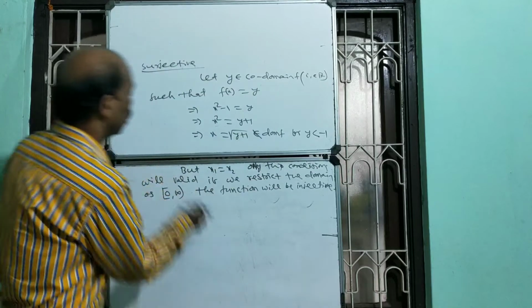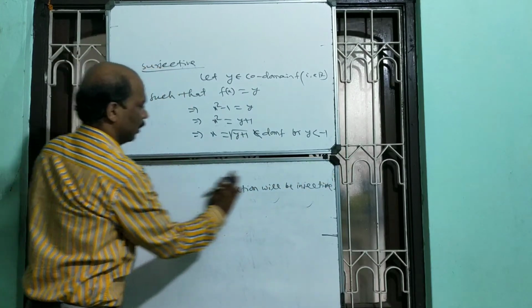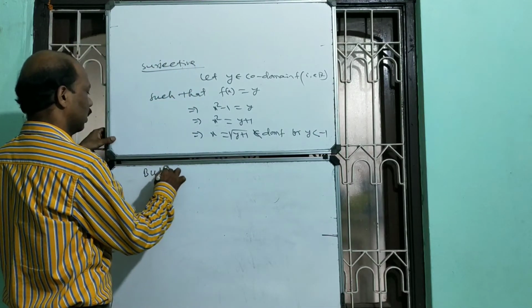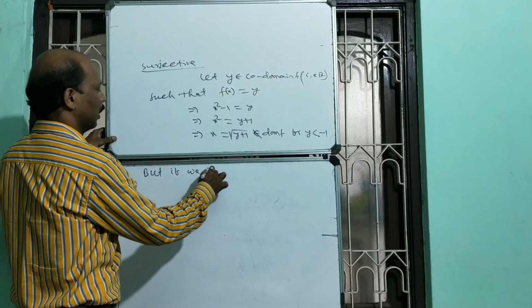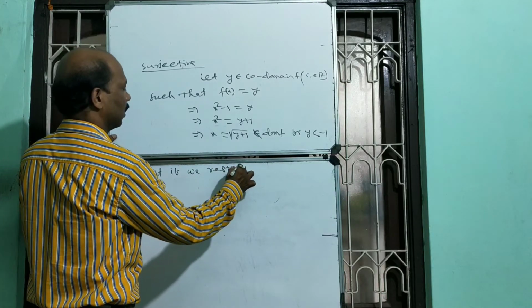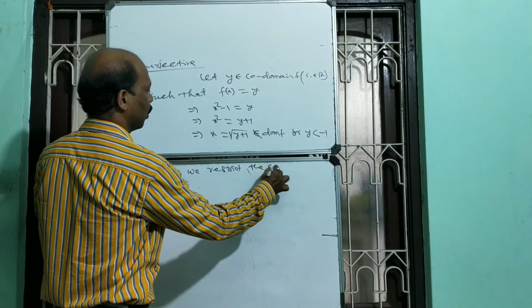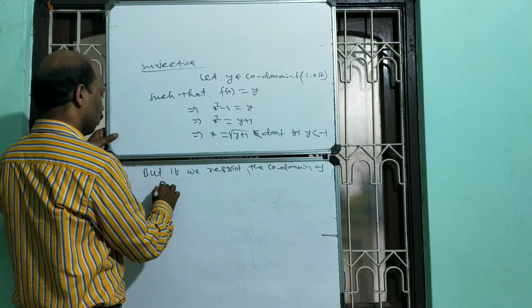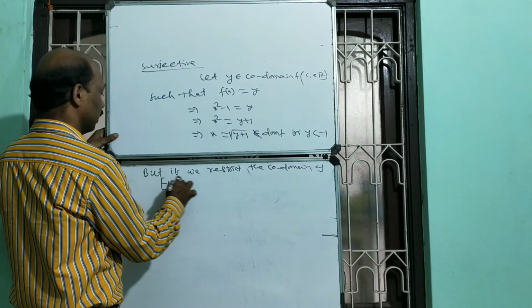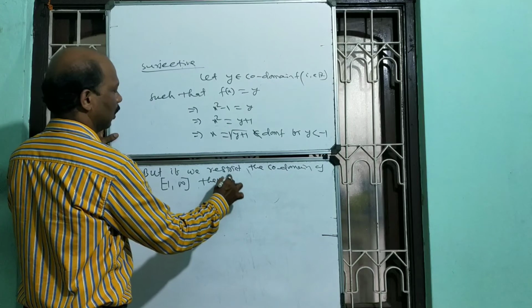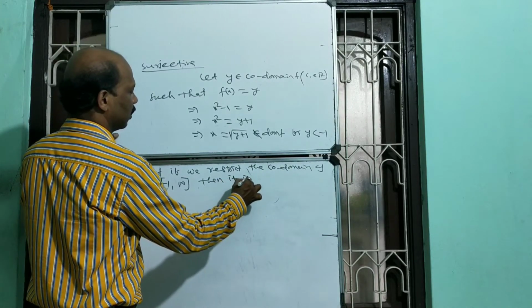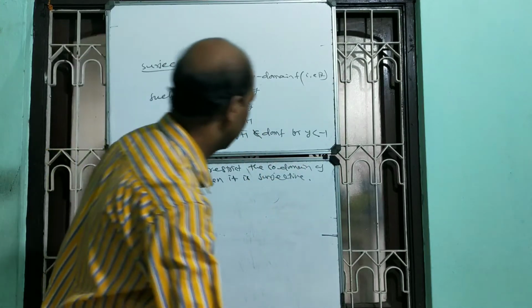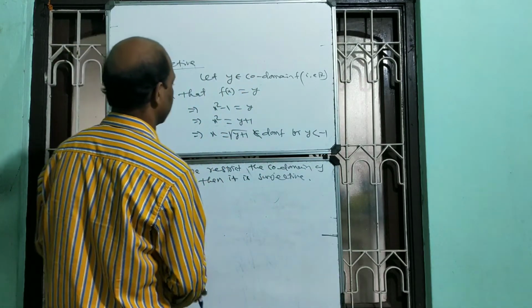But if we restrict the codomain as minus 1 to infinity, then it is surjective.